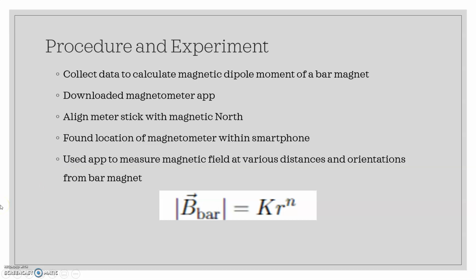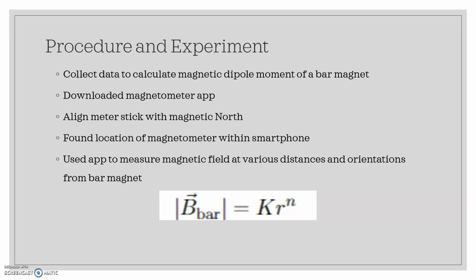So, essentially, what we were doing here was collecting data to calculate the magnetic dipole moment of a bar magnet. How we went about this was we first had to download a magnetometer app and then use that app to align a meter stick with Earth's magnetic north. This was in order to make sure that Earth's magnetic field wouldn't have too much of an effect on our data. I then ran my phone along this meter stick in different orientations to find the actual location of the magnetometer in my smartphone, just to get the most accurate data.